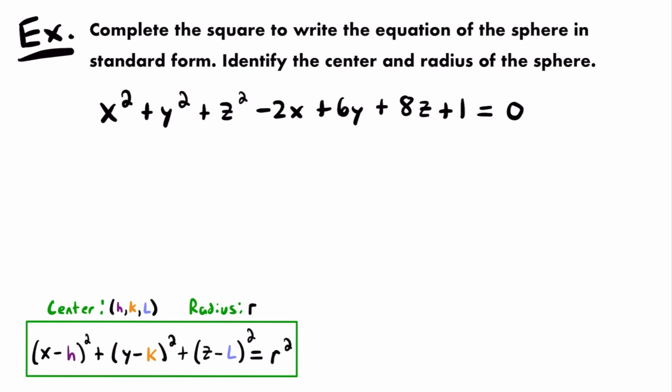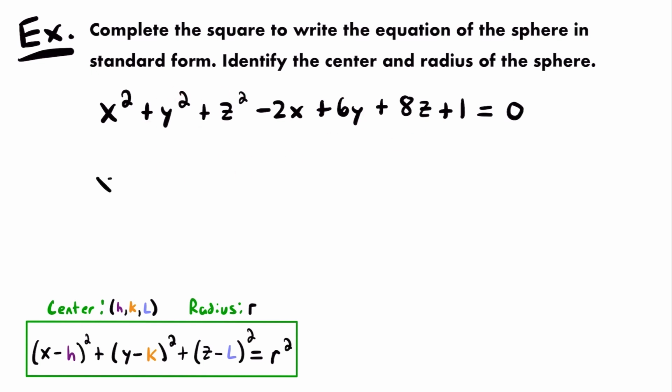All right, and so all we're doing here is extending that into the third dimension by now working with z as well, and the equation no longer represents a circle, it represents a sphere. All right, so the first thing that we should do here in order to work on completing the square, in order to get this equation in this form, is we should group together our terms using the same variable. What I mean by that is we should group together our x terms, our y terms, and our z terms.